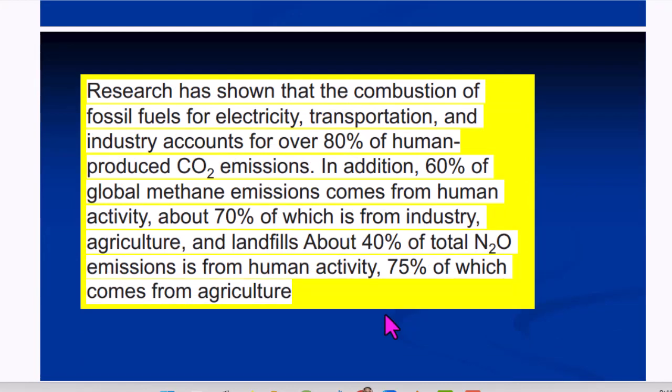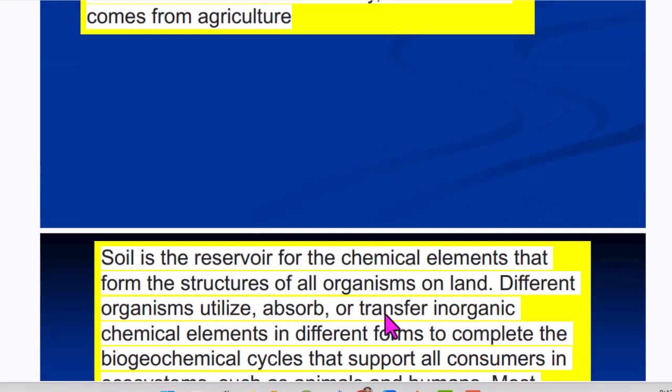Research has shown that the combustion of fossil fuels for electricity, transportation, and industry accounts for over 80% of human produced CO2 emissions. In addition, 60% of the global methane emission comes from human activity, about 70% of which is from industry, agriculture, and landfills. About 40% of the total N2O emission is from human activity, 75% of which comes from agriculture.